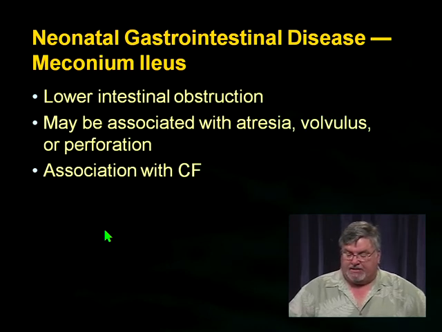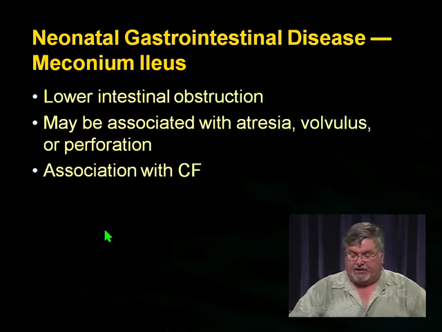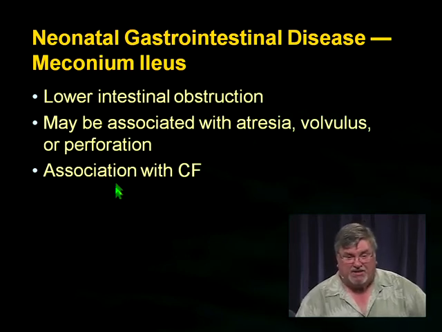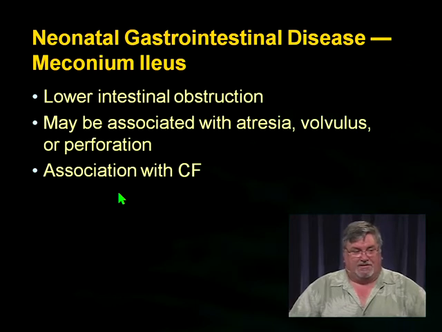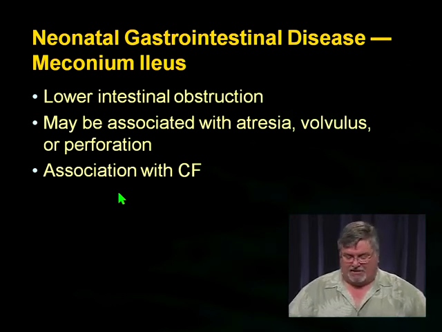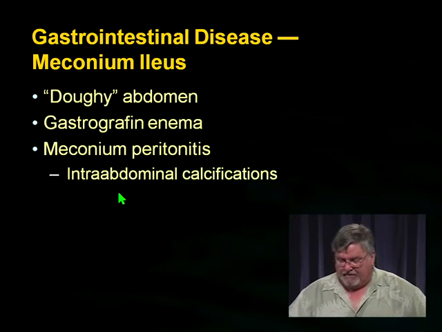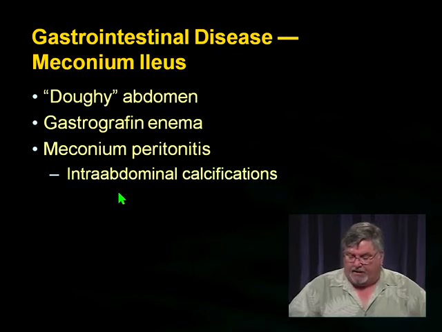Meconium ileus. Meconium ileus is generally a lower intestinal obstruction, so not quite as distal as a meconium plug. It can be associated with atresia, volvulus, or perforation. And between you and me, this is the disease that actually is associated with cystic fibrosis. Okay? But both of them, according to the Academy. Have I said that enough? Thank you. I'll stop. The clinical features of meconium ileus are doughy abdomen.